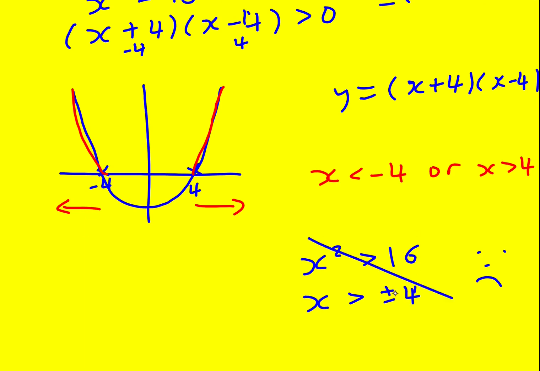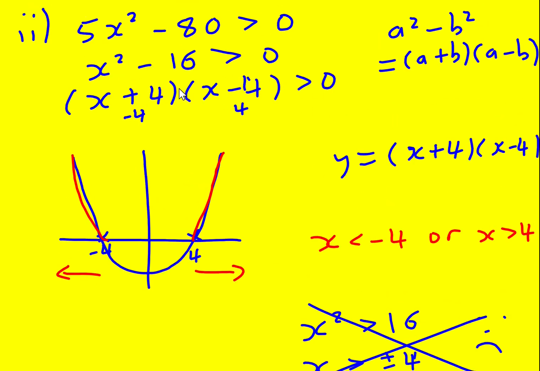So don't try and take square roots with quadratic inequalities. Always solve them like a quadratic equation by getting 0 on one side, and then either factorizing or using the quadratic formula. Get the roots, sketch it, and then look at the region that you're interested in.